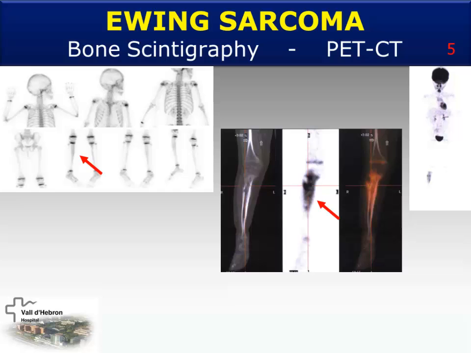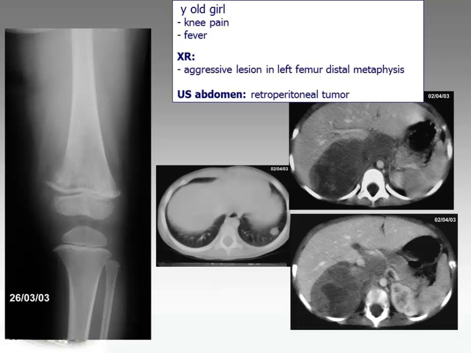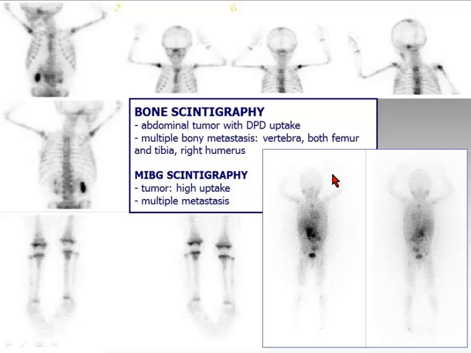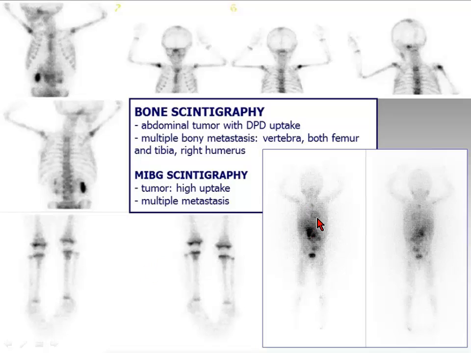And some words about bone metastasis. In this case, it was, I think, a 7 or 8 year old girl with knee pain and fever, and the radiologist found an aggressive lesion on the left femur distal metaphysis with a retroperitoneal tumor on the ultrasound. We performed a bone scan with a high uptake in the abdominal tumor. Of course, it is a neuroblastoma, with submetaphyseal activity in nearly all the long bones. That means it's a stage 4 neuroblastoma with uptake in the tumor, with metastasis in all the vertebrae and on the long bones. And if you compare these images with the images of MIBG, the MIBG shows uptake in the tumor, but very mild uptake, less uptake on the extremities than the bone scan.